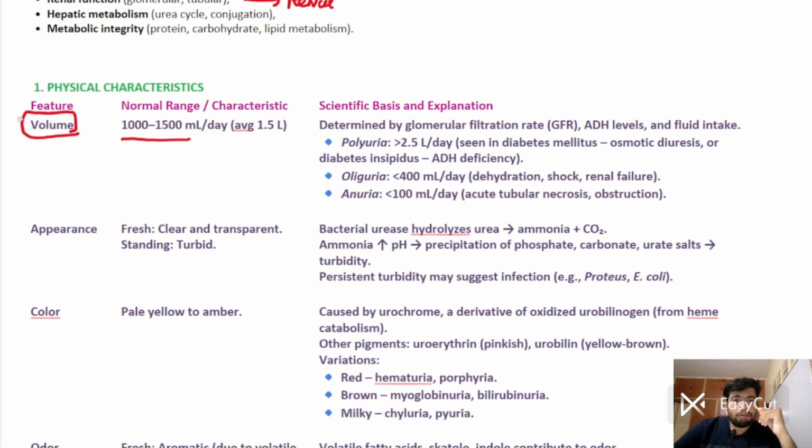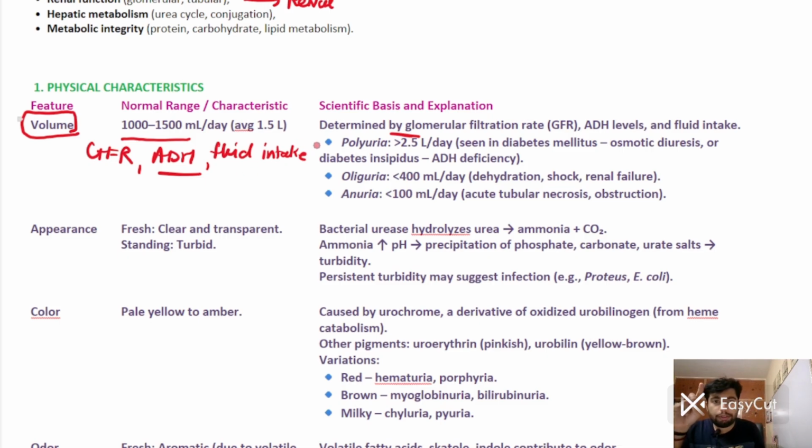Now how is the urine volume determined? It is determined first by the glomerular filtration rate, second by the ADH hormone, antidiuretic hormone, which is synthesized in the hypothalamus, stored in the posterior pituitary gland, and released from the posterior pituitary gland. And also by the fluid intake. Whatever amount of fluid you are taking in also determines your urine volume.